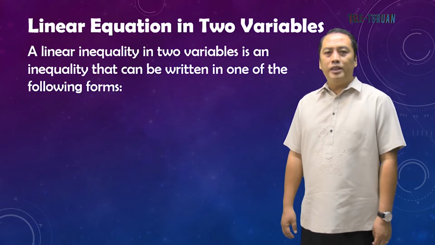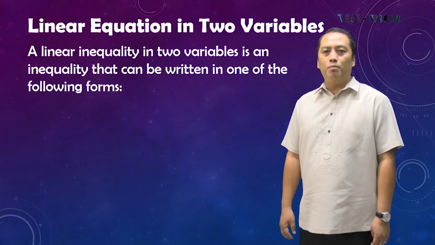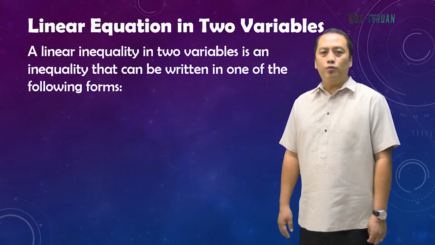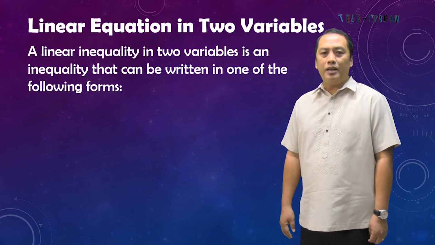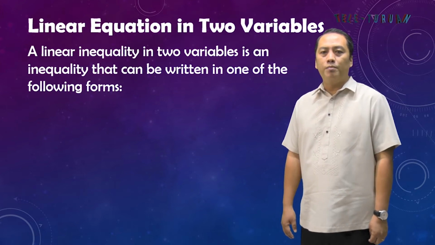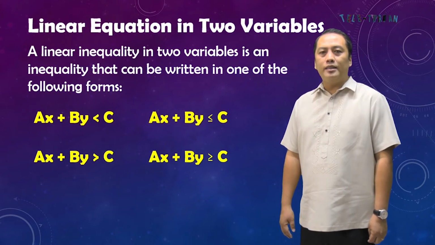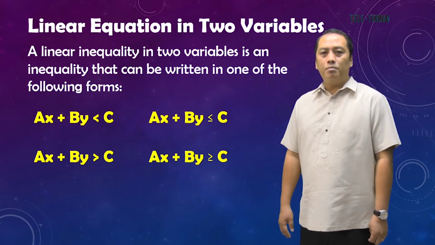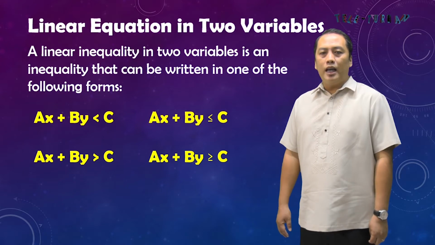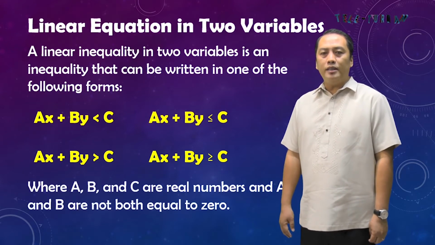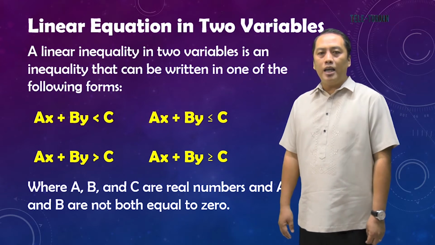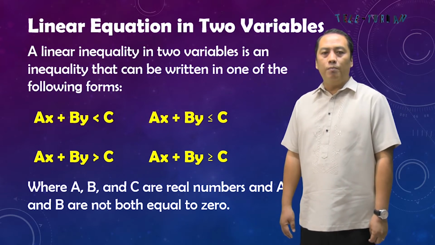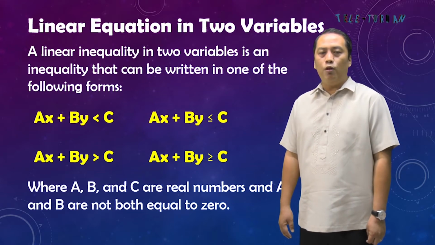This time, we will be dealing with linear inequalities in two variables. A linear inequality in two variables is an inequality that can be written in one of the following forms. ax plus by is less than c, ax plus by is greater than c, ax plus by is less than or equal to c, and ax plus by is greater than or equal to c, where a, b, and c are real numbers and a and b are not both equal to 0. Can you see now the difference from a linear equation? We will focus on that later.